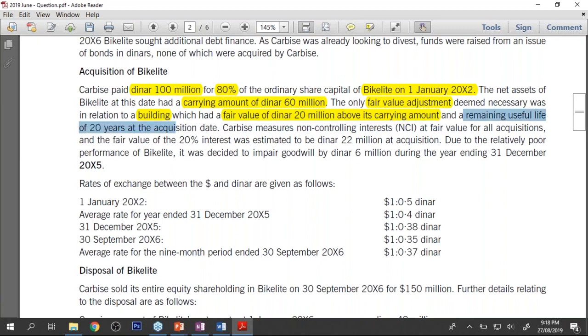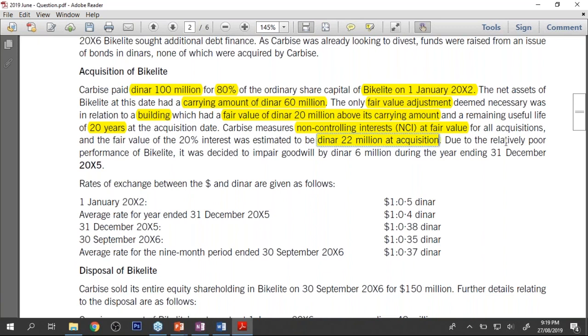And a remaining useful life of 20 years at the date of acquisition. So we should be depreciating the building as well with a value of 1 million every year. Carbis measures non-controlling interest at fair value for all acquisitions. So this is a full goodwill method. And the fair value of 20% interest was estimated to be 22 million dinars at acquisition. So this is the fair value of the NCI. So we have got the cost, we have got the net assets, we have got the NCI. We can simply calculate the goodwill.